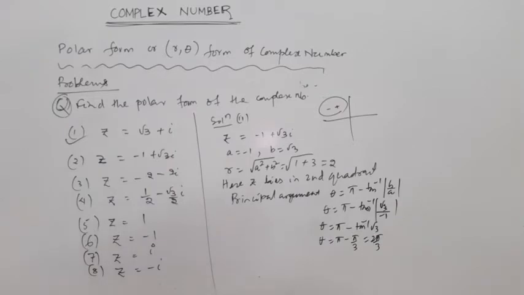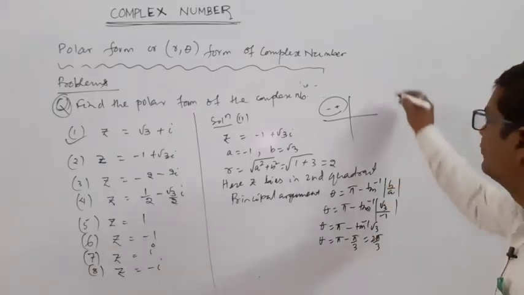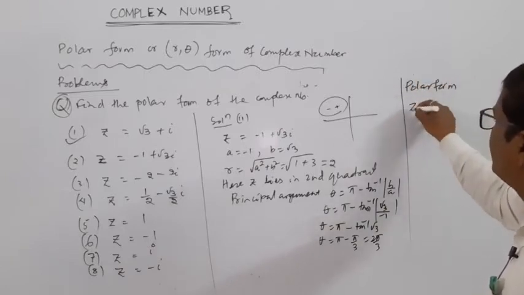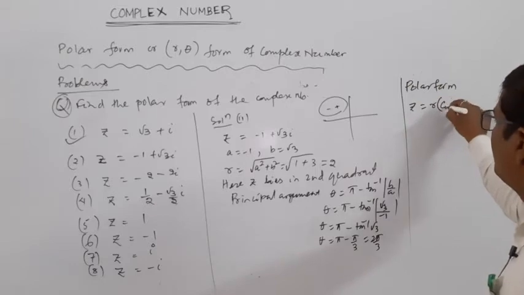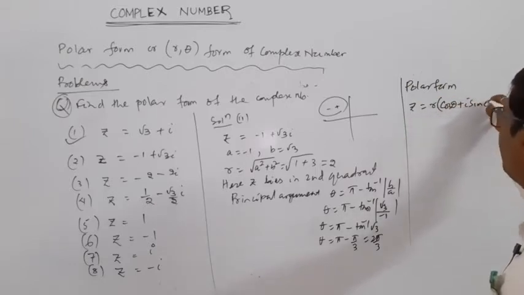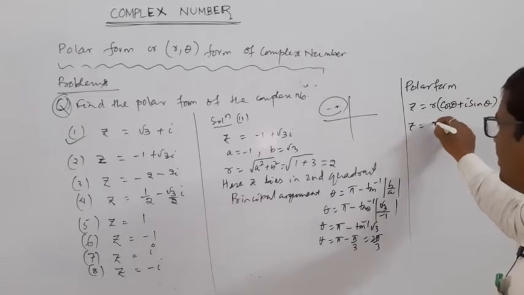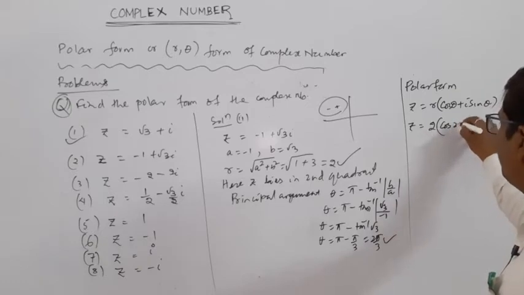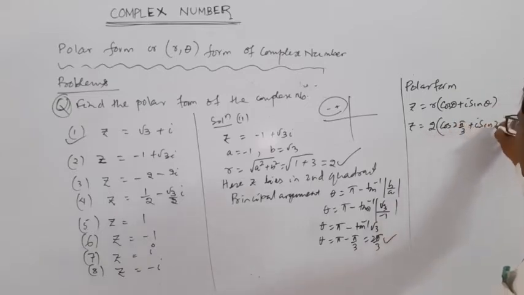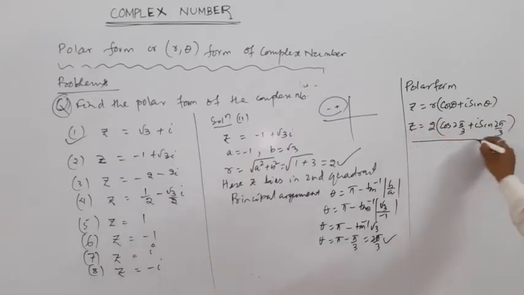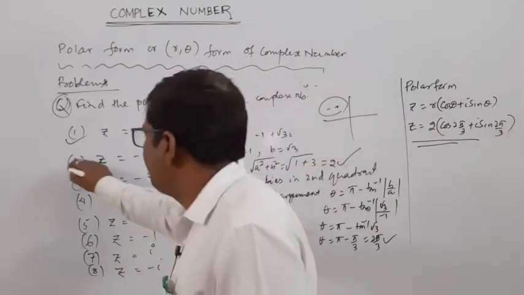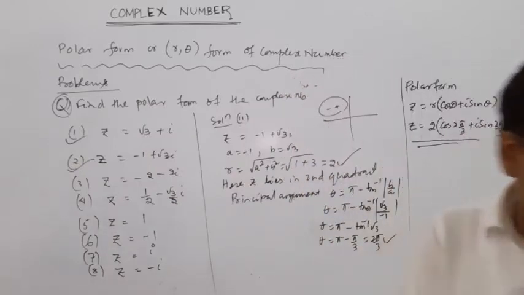Therefore the polar form is z is equal to r into cos theta plus i into sin theta. So z is equal to 2 into cos 2 pi by 3 plus i into sin 2 pi by 3. This is the polar form of the complex number. This is the answer. Now question number 2 is completed here.